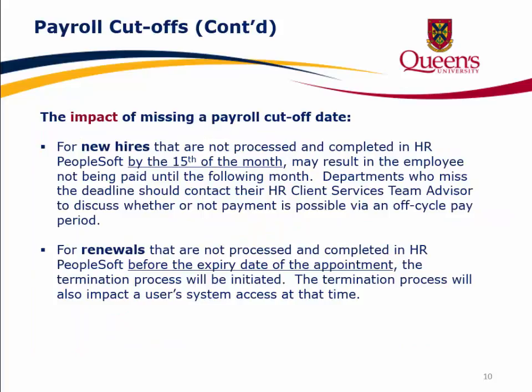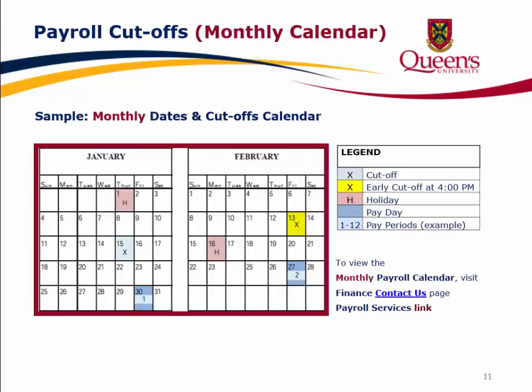The impact of missing a payroll cutoff date. New hires that are not processed and completed in HR PeopleSoft by the 15th of the month may result in the employee not being paid until the following month. Departments who miss the deadline should contact their HR client service team advisor to discuss whether or not payment is possible by way of an off-cycle pay period. For renewals that are not processed and completed in HR PeopleSoft before the expiry date of the appointment, the termination process will be initiated. The termination process will also impact a user's system access at that time.